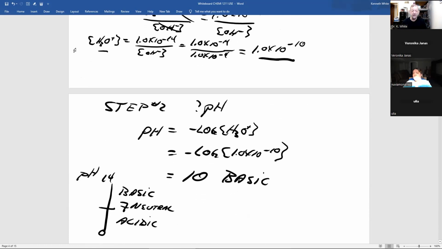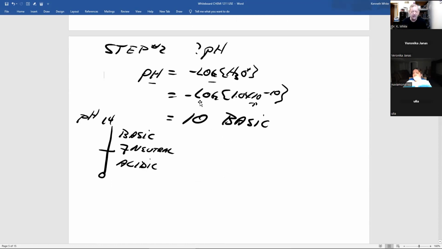Now we do step 2. We have the hydronium ion concentration, pH equals minus the log of the hydronium ion concentration. We calculated it there, so we put that number in. And when it's 1.0 times 10 to the minus x, the pH is x. In this case, minus x is minus 10. The pH is 10. Is it acidic, basic, or neutral? You need to know that 7 pH is neutral, below 7 is acidic, above 7 is basic. In this case, 10 is above 7, it's basic.